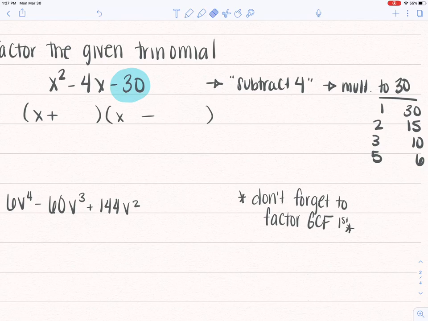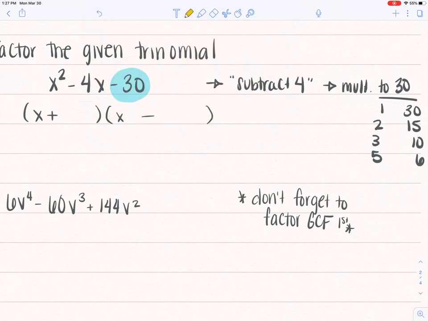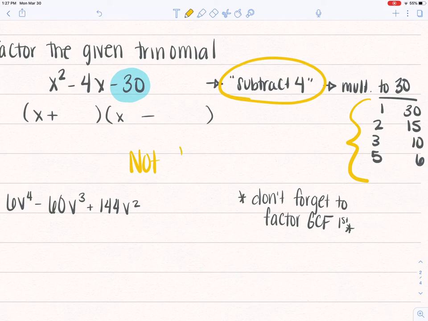So I'm looking through, well, 1 and 30, that would give me 29. 15 and 2 would give me 13. 10 and 3 would give me 7. 6 and 5 would give me 1. So here's the trick. If I am confident I have listed off all my factors, which I am, and I cannot find any to satisfy that middle condition, this is what I call not factorable.